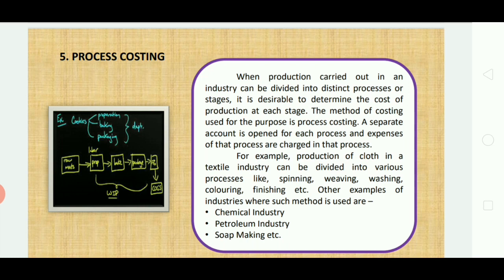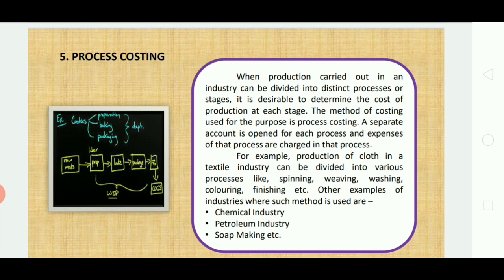A separate account is opened for each process. For all the processes you carry out for product manufacturing, say for an example, to manufacture a particular type of product you need to pass that product through 3 processes. You need to pass that product through 3 processes. Then you are preparing a different account for each process. Process 1 account, process 2 account and process 3 account. And expenses of that process are charged in that process. And the separate expenses of each process you record in the respective account.